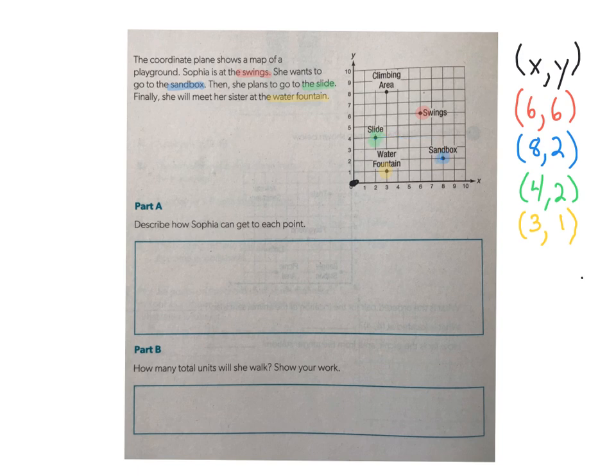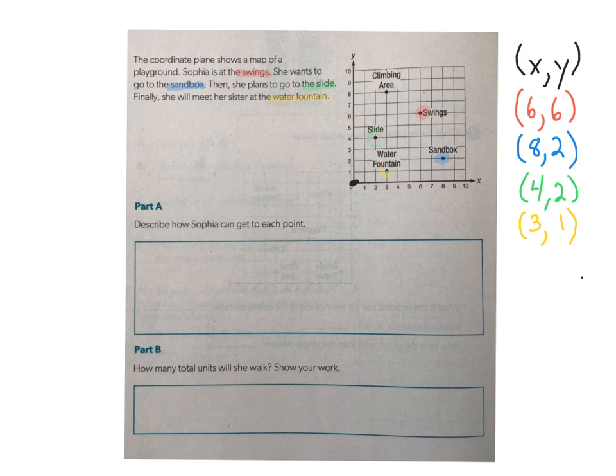And lastly, she's going to go from the slide to the water fountain. Again, you can choose whichever direction first. Just know that the water fountain is down and to the right of the slide. I'm going to move 1 to the right and 1, 2, 3 down. 1 unit to the right, 3 units down. Go ahead and write that to finish your answer for part A.